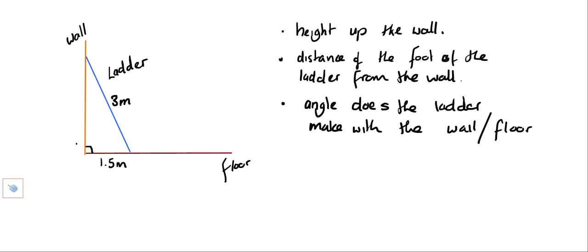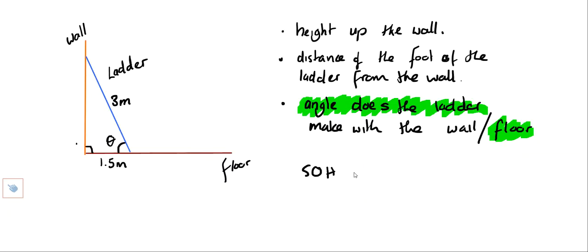So the question that I would like to answer first is, what angle does the ladder make with the floor? And how would I do that? Right? Okay, so not the 90 degrees, but the other one. So this is the angle that I'm talking about. This is the angle that the ladder makes with the floor. So I'm going to call that theta. Okay, so the wall is opposite.